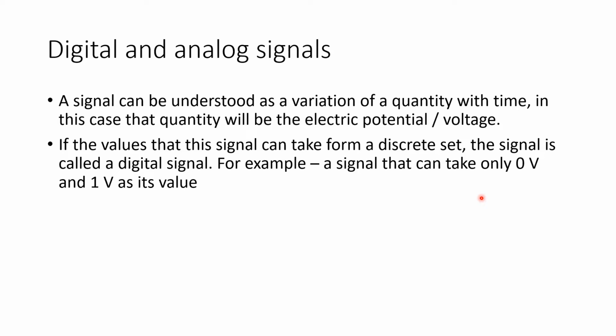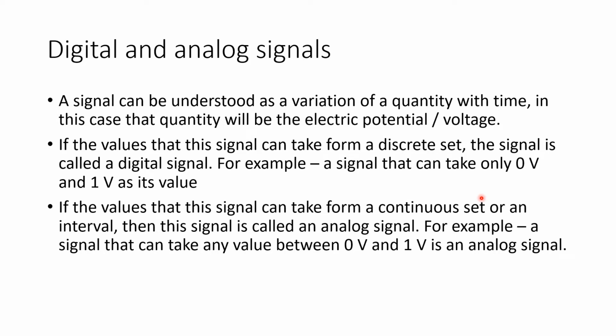For example, a signal that can take only 0 volt and 1 volt as its value. If the values that the signal can take form a continuous set or an interval, then the signal is called an analog signal. For example, a signal that can take any value between 0 volt and 1 volt is an analog signal.